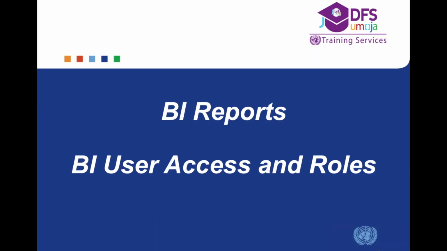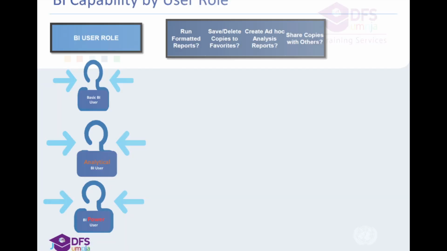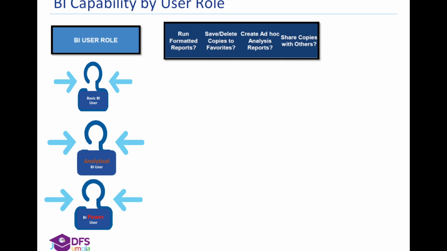Now let's learn a little bit about BI user access and roles. This is sometimes confusing to some of our students, but hopefully with this explanation we will understand the differences between having one role or another in BI, and also what types of reports we can access based on our role. First of all, we have 3 types of roles: the basic BI user or regular user, the analytical user, and the power user.